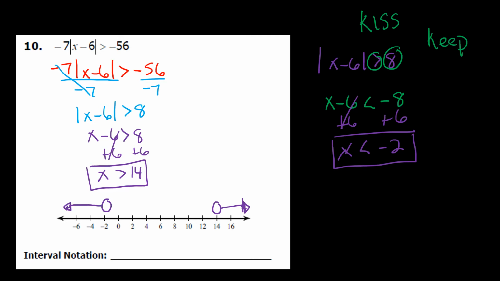So then when we talk about the notations, well, we're going to read this from left to right. So we know we're coming in from -infinity. And we stop at -2. And then we start up at 14. And we go on to infinity. Okay. If you have any questions, let me know.